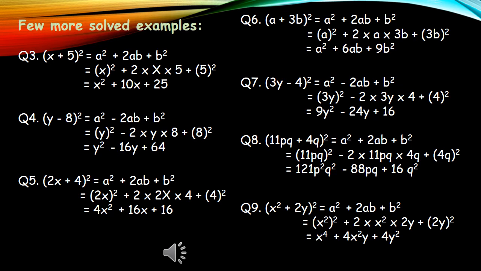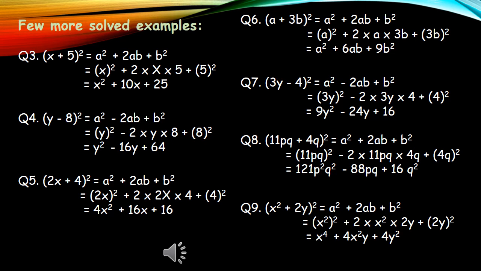Now let us see some solved examples. This type of sums you have to practice. Question number 3, it is given (x plus 5) whole square. As a plus sign is given, we will be using the first identity, (a plus b) whole square is equal to a square plus 2ab plus b square. So here a is equal to x and b is equal to 5. So in place of a square, we will be writing x whole square plus 2 into x into 5 plus 5 whole square. So x square plus 10x plus 25.